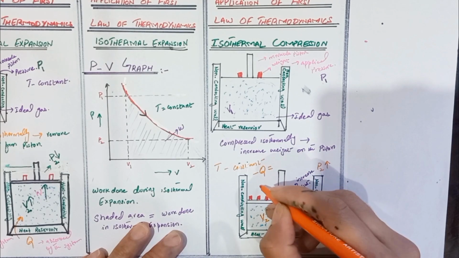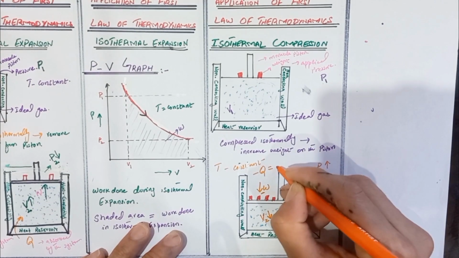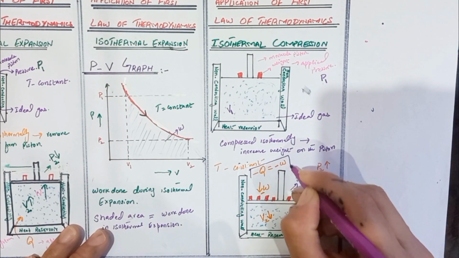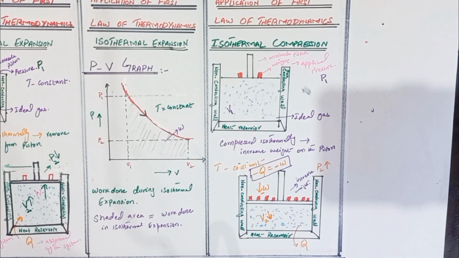Here the work is done on the system, so work is negative. So here we also take the work as negative. So this is the equation in the case of the isothermal compression: minus Q is equal to minus W.